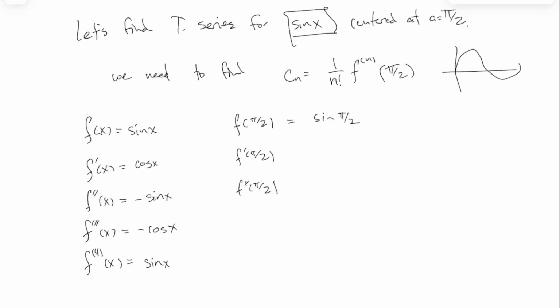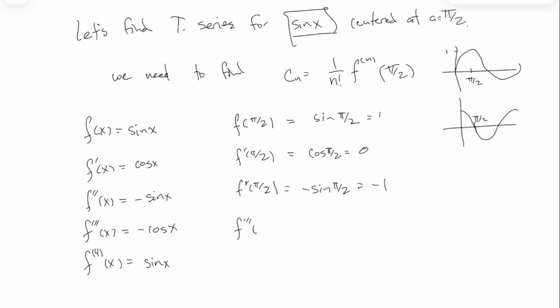Sine of pi over 2. I don't know how you like to remember this, but here's pi over 2. This is how I remember this, by remembering the graph of sine. Sine of pi over 2 is 1. And the graph of cosine goes like so, and you get 0. So actually, that's the next one, right? F prime of pi over 2, that would be cosine pi over 2, which is 0. F double prime of pi over 2, that would be negative sine pi over 2. That's negative 1.